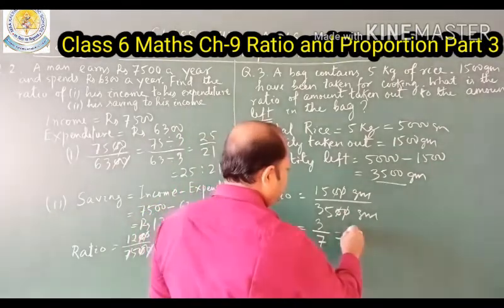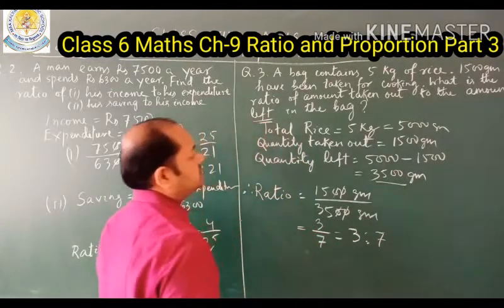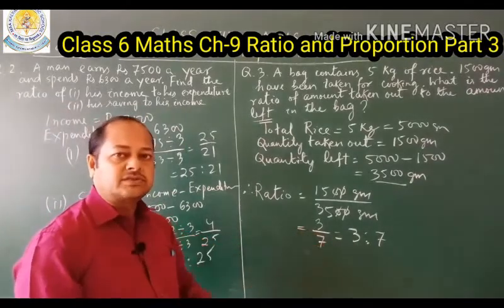So what is the ratio we got? That is 3:7, and that is the solution of this question. The question is asking for the ratio, and the ratio we got here is 3:7. Okay.